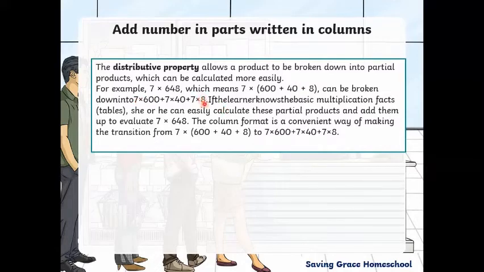If the learner knows the basic multiplication facts or tables, she or he can easily calculate these partial products and add them up to evaluate 7 times 648. The column format is a convenient way of making the transition from 7 times this, an addition statement over here, so 7 times 600 plus 40 plus 8. And then you can make the transition from that to that using the column format.